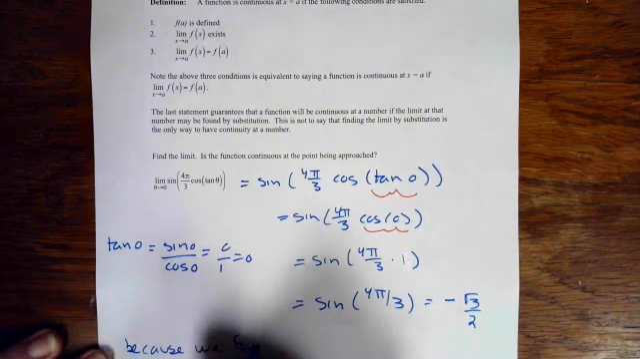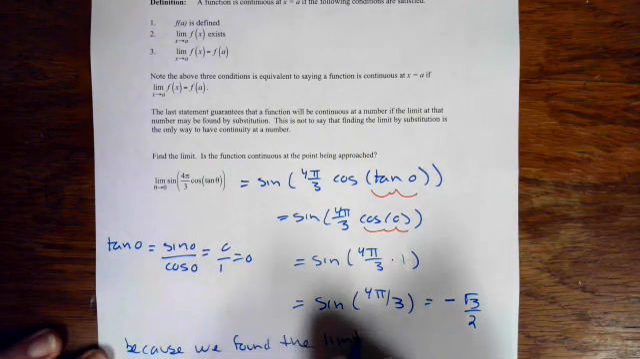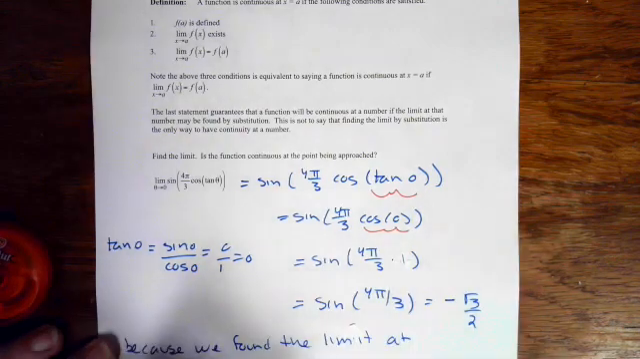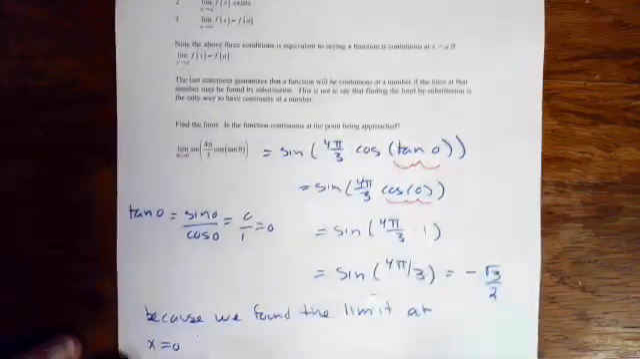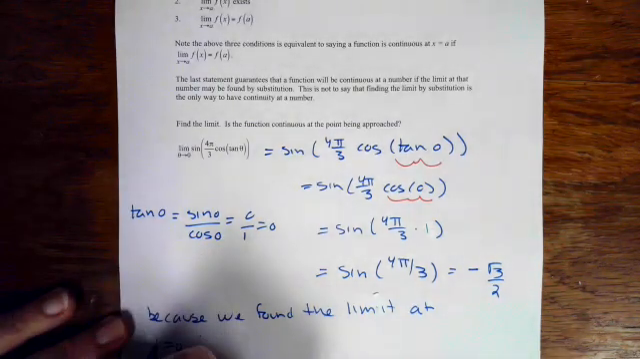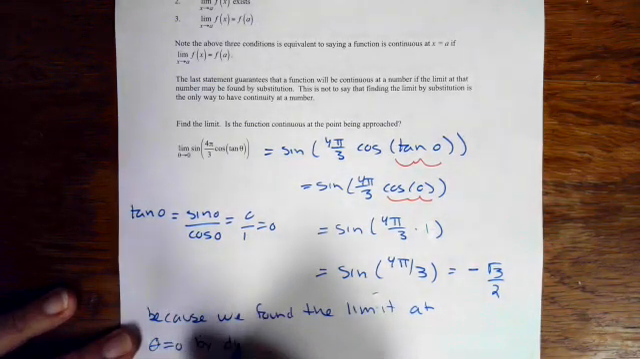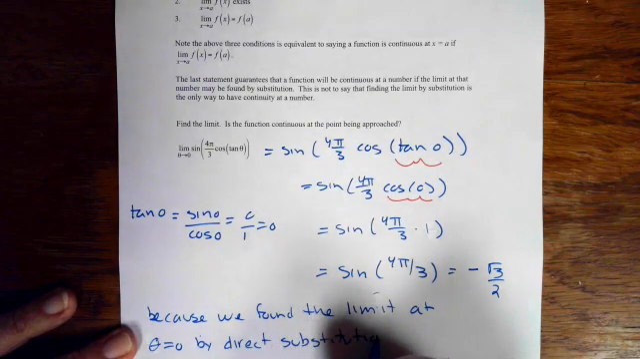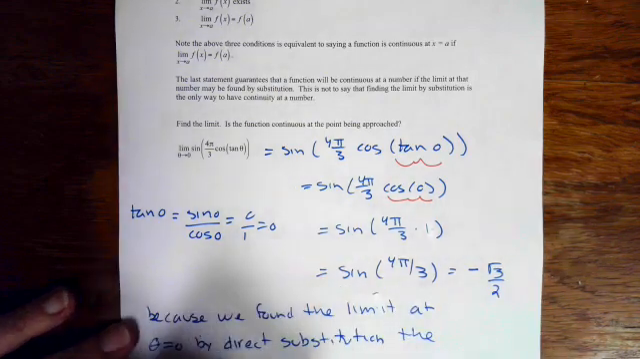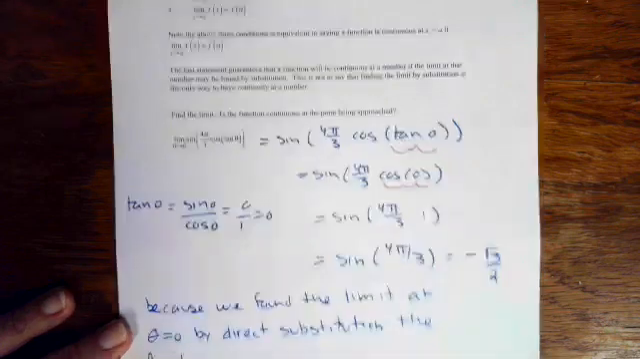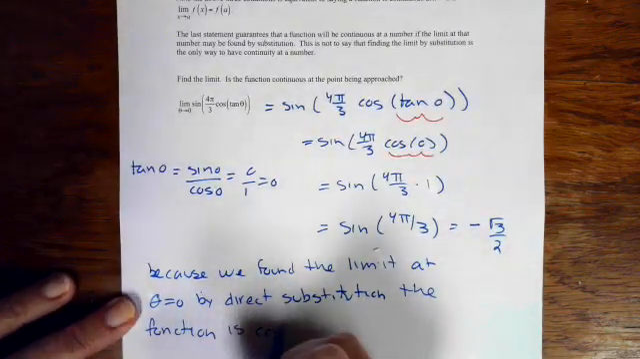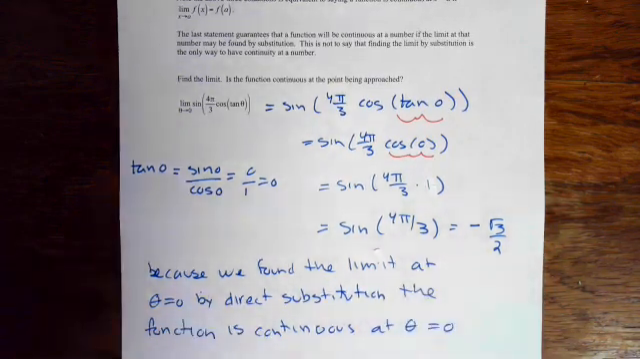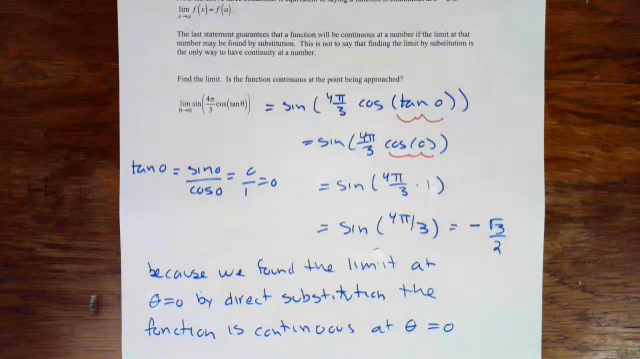Because we found the limit at x equals 0, I guess it's theta equals 0, by direct substitution, the function is continuous at theta equals 0. And that's the end of this section.